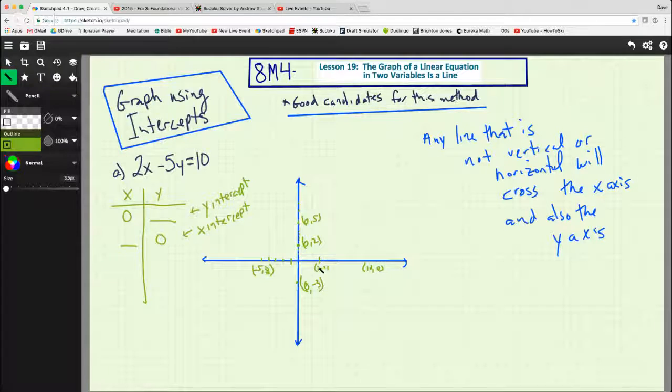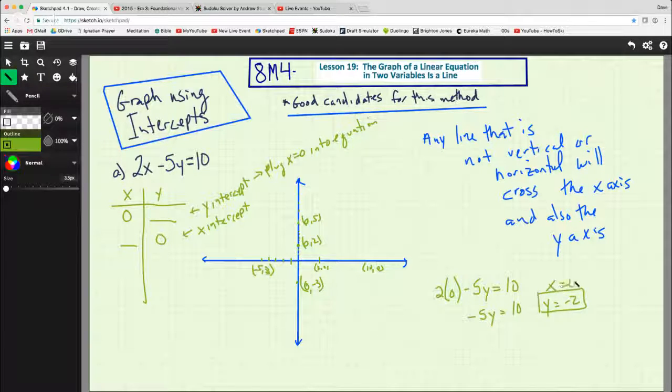Okay, so how do we do this? Well, to find what y is when x is 0, I simply plug x equals 0 into the equation. So let's do that. To find my y-intercept, I plug 0 for x, and I go 2 times 0 minus 5y equals 10. Well, 2 times 0 is 0, so minus 5y equals 10. So y equals -2. When x is 0, y is -2.